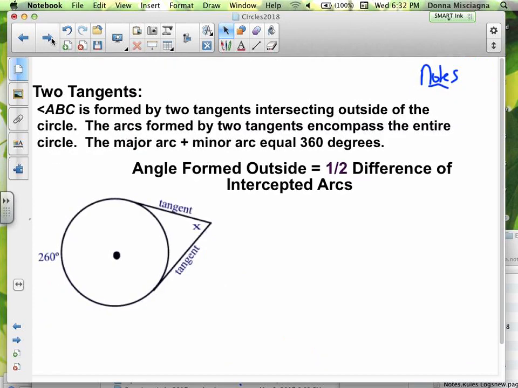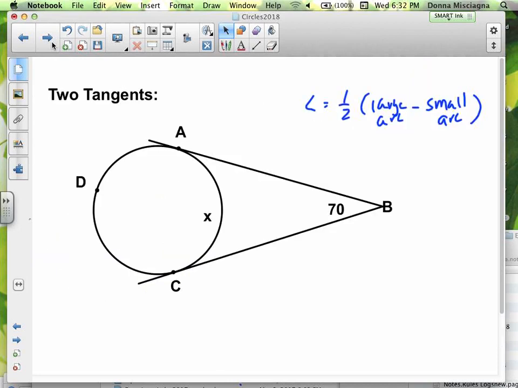Two tangents. All right, so angle ABC is formed by two tangents intersecting outside the circle. The arcs formed by the two tangents encompass the entire circle. In this case, we will have a major arc and a minor arc. The same thing with the tangent and a secant. We'll have a major and a minor. But with the two secants, often they're both minors. But our angle here that is formed outside the circle is going to be equal to half the difference of our intercepted arcs. So let's solve some tangent problems.